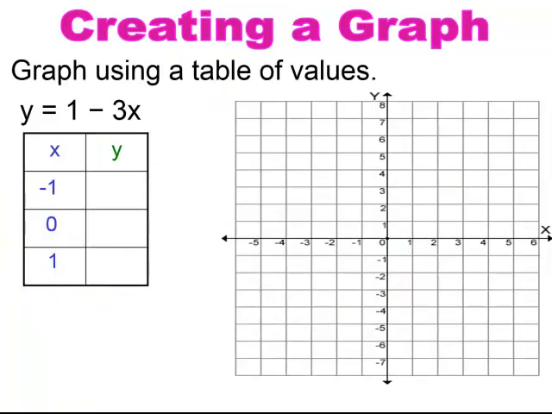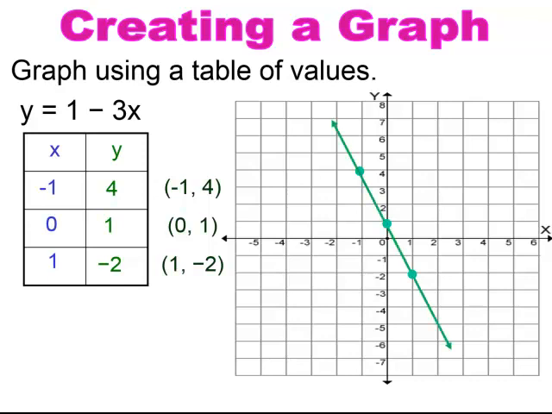Pause and try. In this case, you should have gotten negative 1, 4, 0, 1, and 1, negative 2 as your ordered pairs. You plot the ordered pairs and then you draw the line.